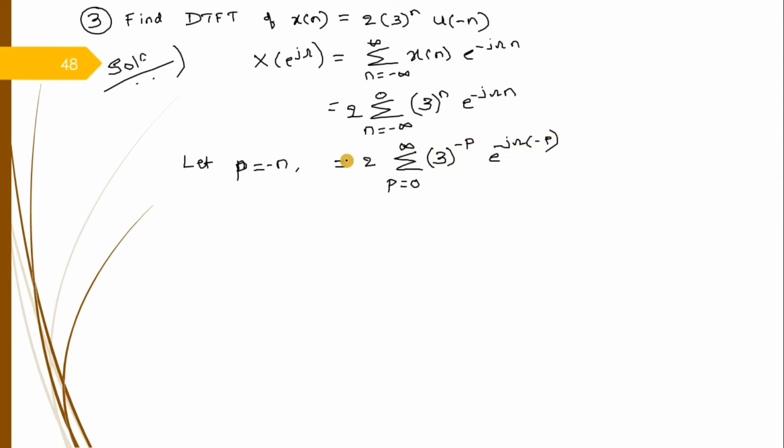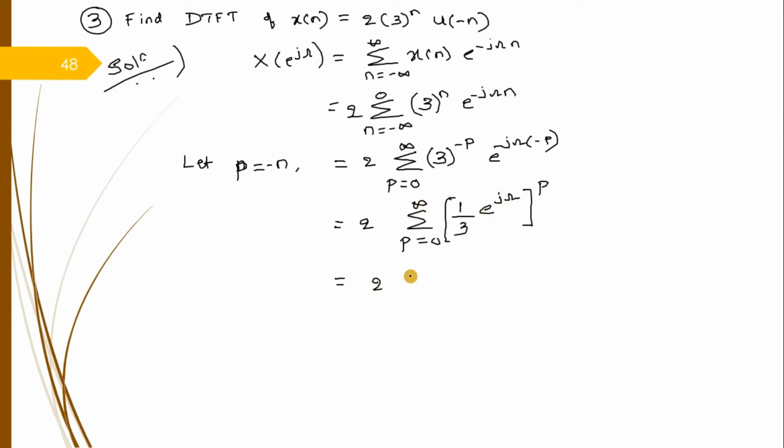Minus p. That's it. So you get it as 2 summation p equals 0 to infinity. So p, I'll take it outside. What is left out? 3 inverse, which is nothing but 1 by 3. And this minus and this minus cancel. So p is taken out. What is left? e raised to j omega. So for the whole, I'm writing raised to p. So this is equal to 2.